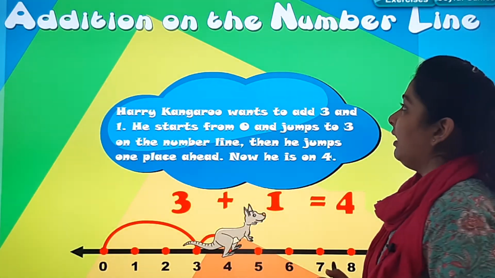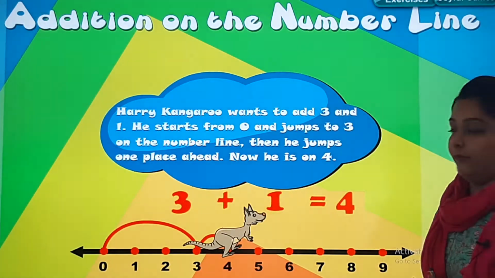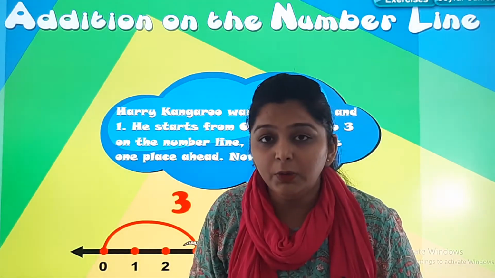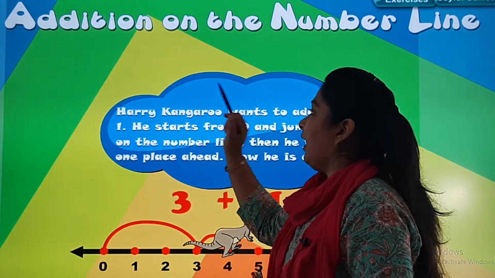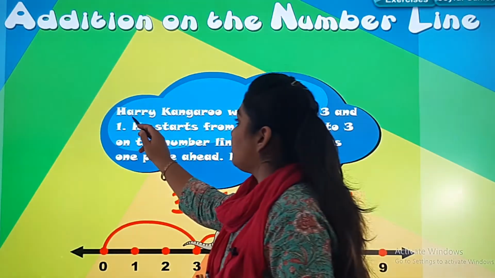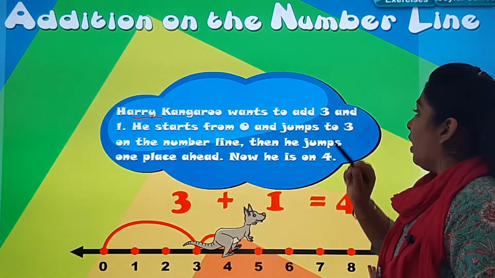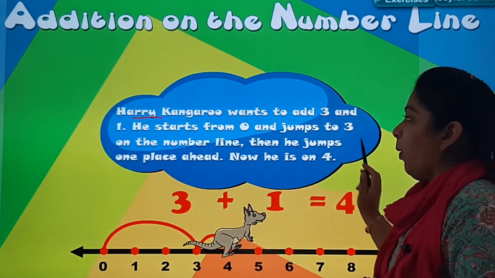Okay, today we will learn addition on the number line. See what you are having here. A kangaroo. Yes. And the name of the kangaroo is Hairy Kangaroo. Here it is written. See, it is written Hairy Kangaroo. Now, the kangaroo wants to add 3 and 1.